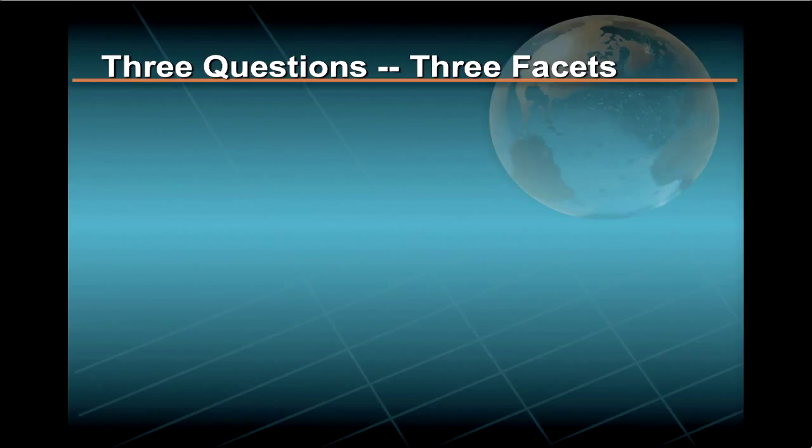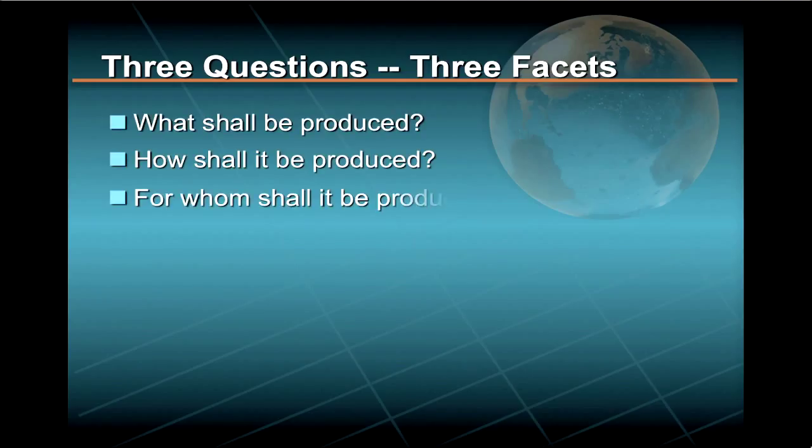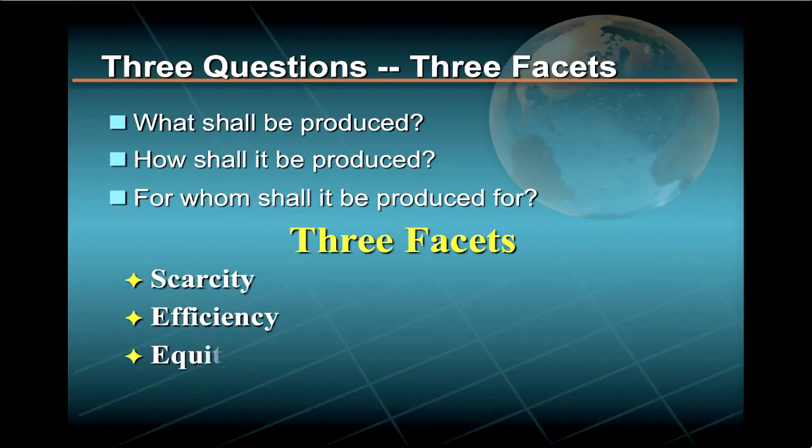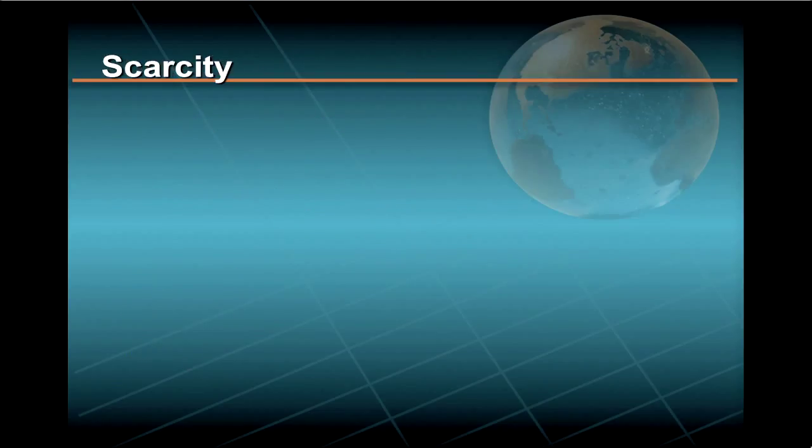Regardless of whether a country has a command or mixed economy, it still must answer three basic questions. What shall be produced? How shall it be produced? And for whom shall it be produced? In answering these three basic questions, a country must address three basic facets of economic and political life: scarcity, efficiency, and equity. Take scarcity first.